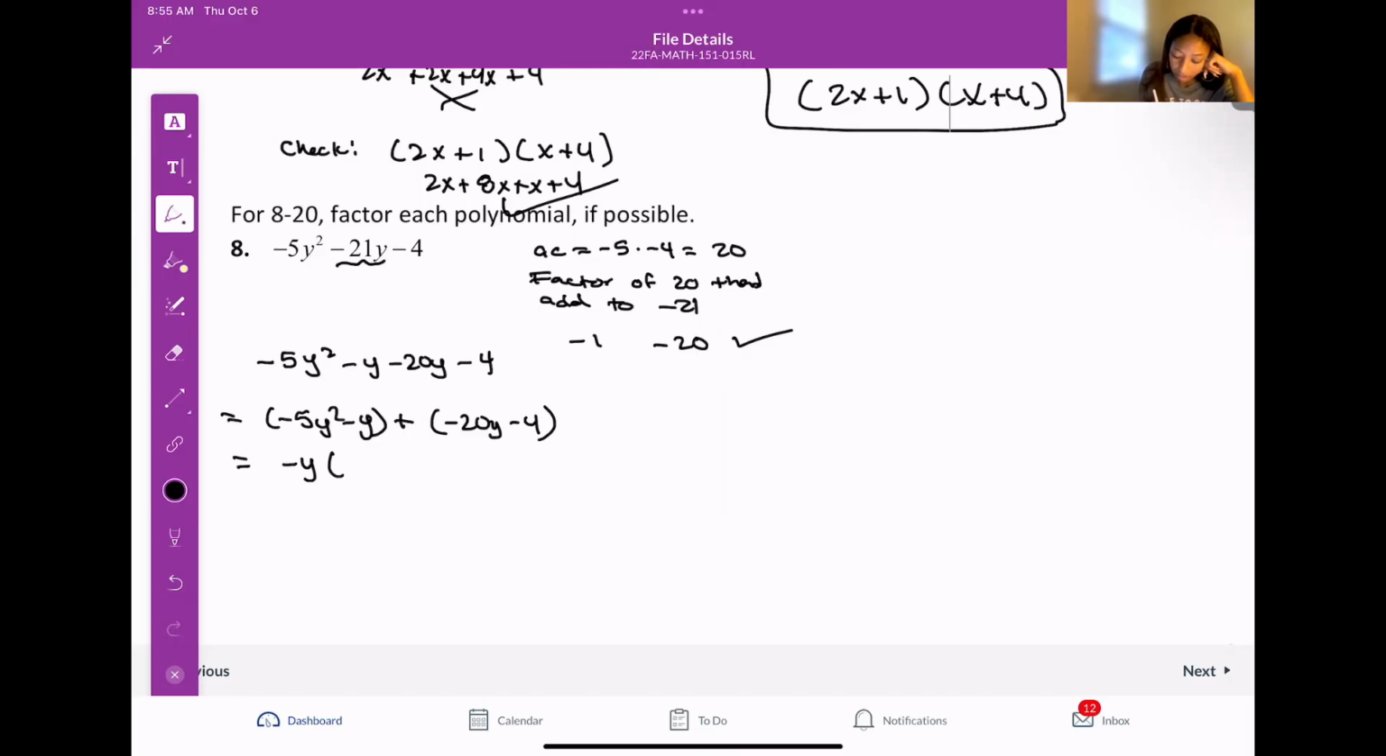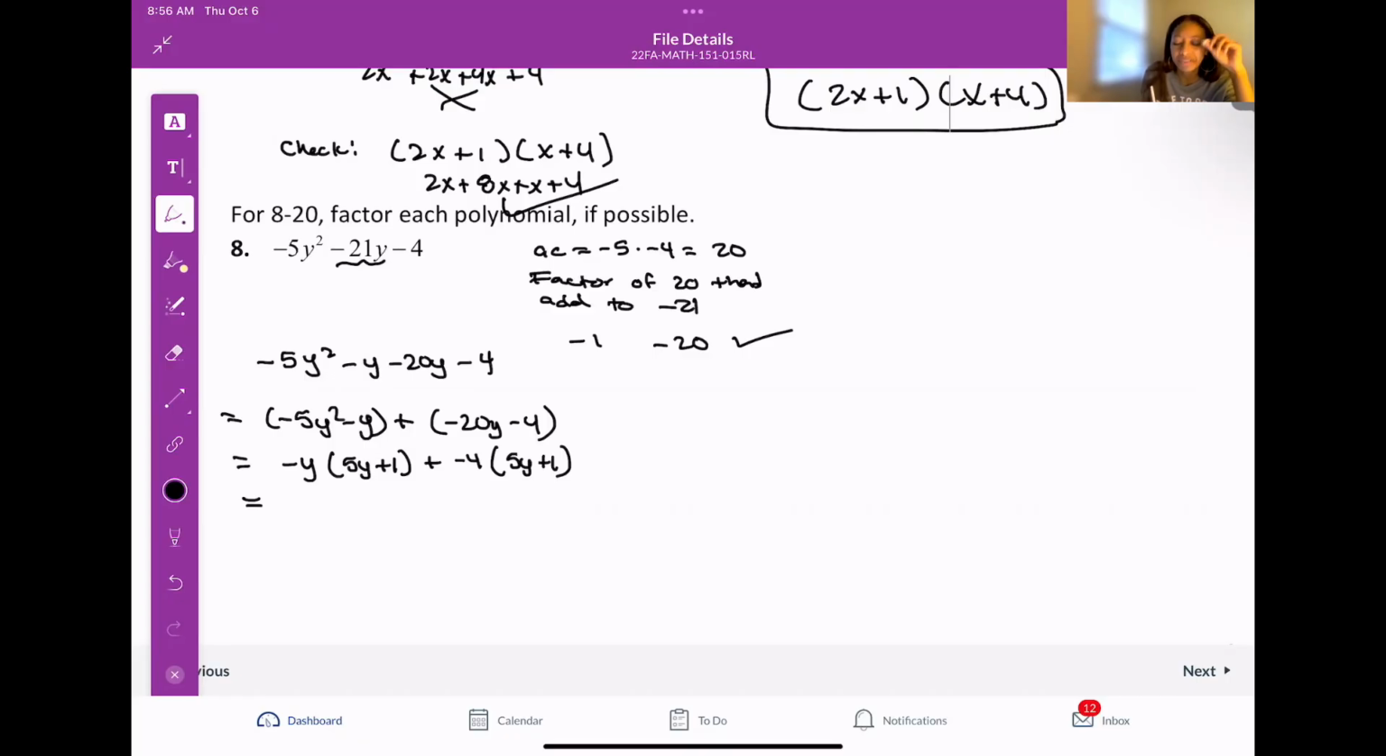Okay, and then that'll leave us with 5y plus 1. And from the second term, we can factor out a -4. Okay, and that leaves us with 5y plus 1.